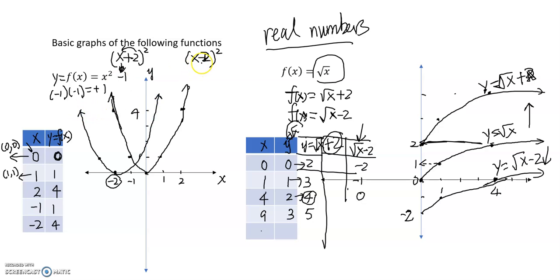And similarly, if we want to get 0 for y, we have to make this x equal to 2, because 2 minus 2 is 0, and 0 squared is 0. So again, in order to get the same y value, x has to be moved to 2, and every point will be shifted to the right.